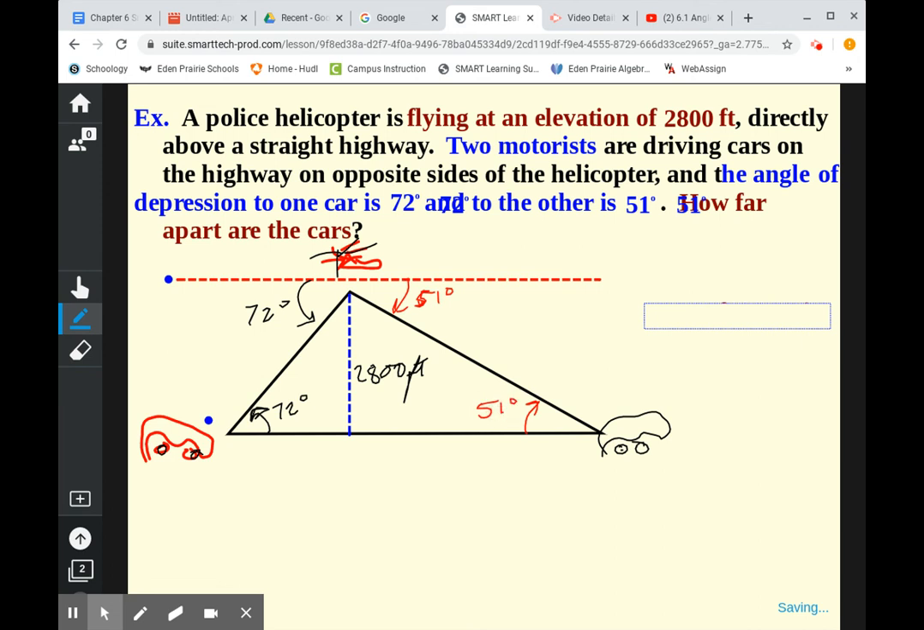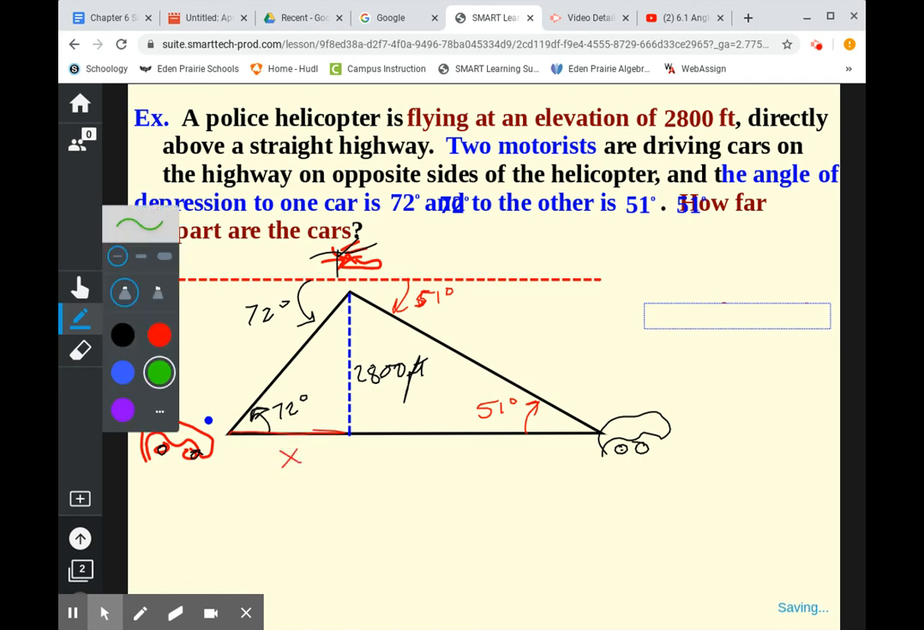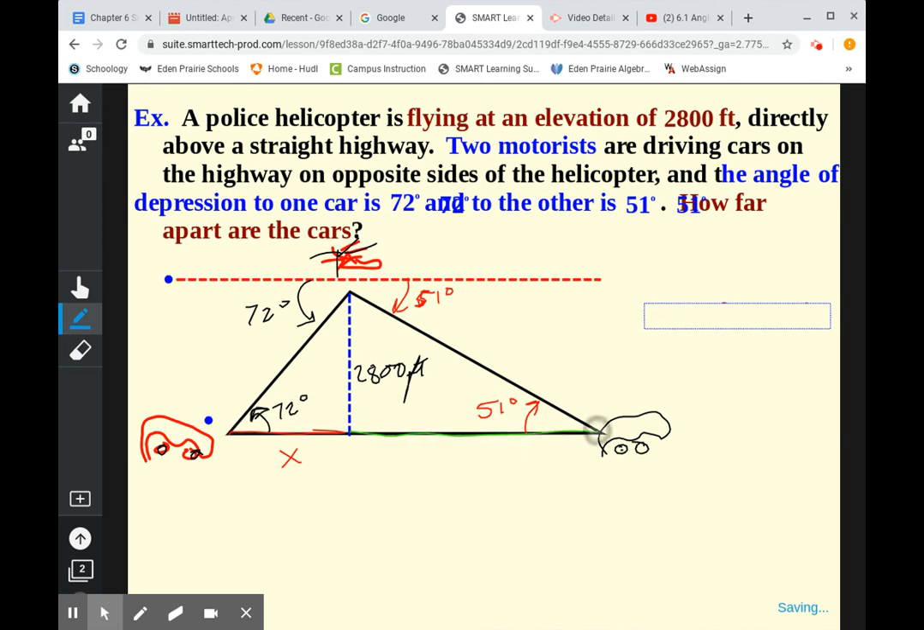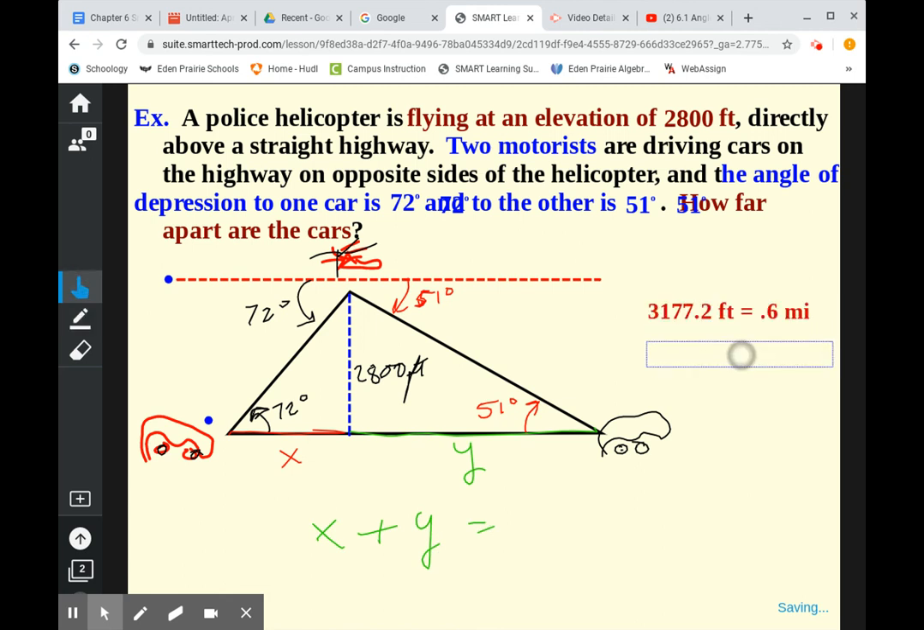So from there, what you guys could do is you could find this side length using SOHCAHTOA, call it distance X. Then you could find this distance here in green, call it distance Y. Then once you're done, you should get X plus Y, and that'll be the distance apart of the two cars. There's the answer there, 33,177.2 feet, or about 0.6 miles. Try it, see if you can get it, and if you have any troubles, just let us know.